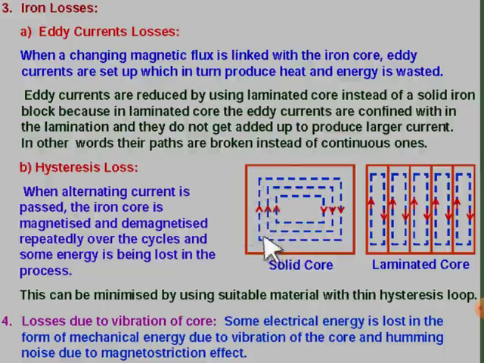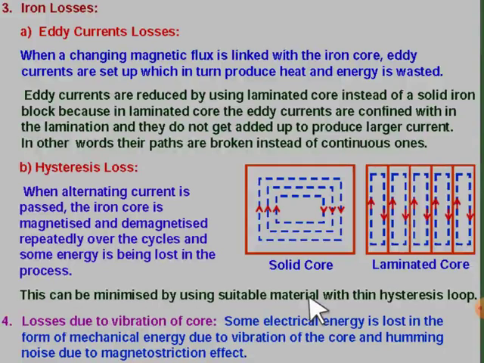Whenever this hysteresis cycle takes place, because of magnetization and demagnetization, there will always be a loss of energy, and that loss of energy, because of the positive half and negative half of the AC input, is always there. We call that loss hysteresis loss, and it can be minimized by using a suitable material with a thin hysteresis loop. With a thin hysteresis loop.